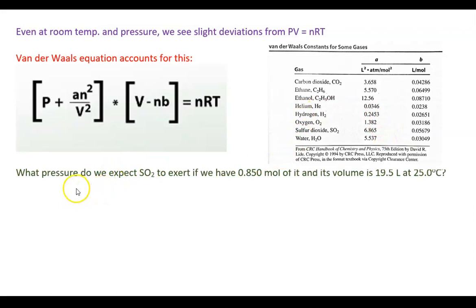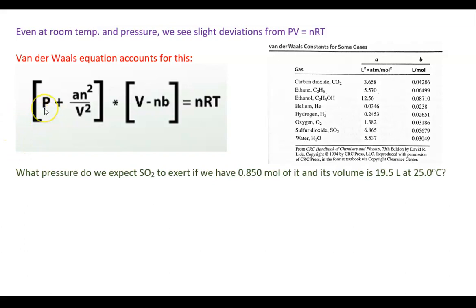Okay, so let's see if we can solve a problem. It says, what pressure do we expect SO2 to exert if we have 0.85 moles of it and its volume is 19.5 liters at 25 degrees Celsius? So normally we would just set this up to solve for P. If we were using PV equals nRT, it would just be P equals nRT over V. Well, we're going to actually rearrange the van der Waals equation to get P by itself, and that's going to be a little bit more complicated, right? We're still trying to solve for pressure, but it's going to be a little bit different.